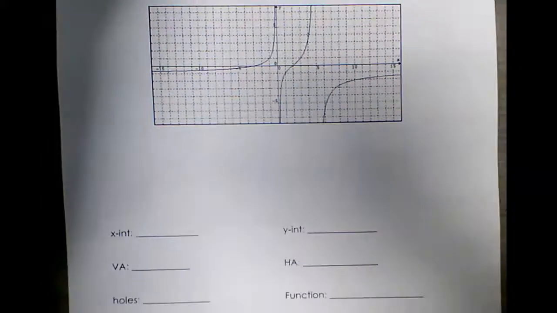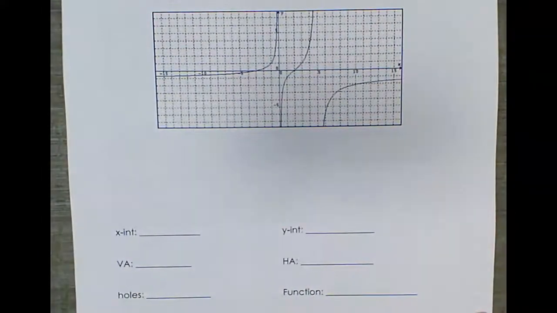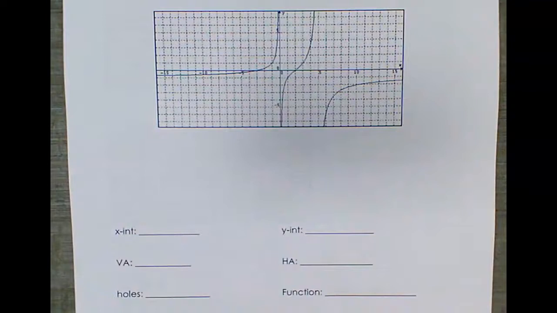Let me zoom this out a little bit so that we can see the whole thing. There we go. So this one looks a little strange. We don't exactly have just one vertical asymptote and one horizontal asymptote. We have multiple. So first thing I'd like to do is go ahead and write the x-intercept.